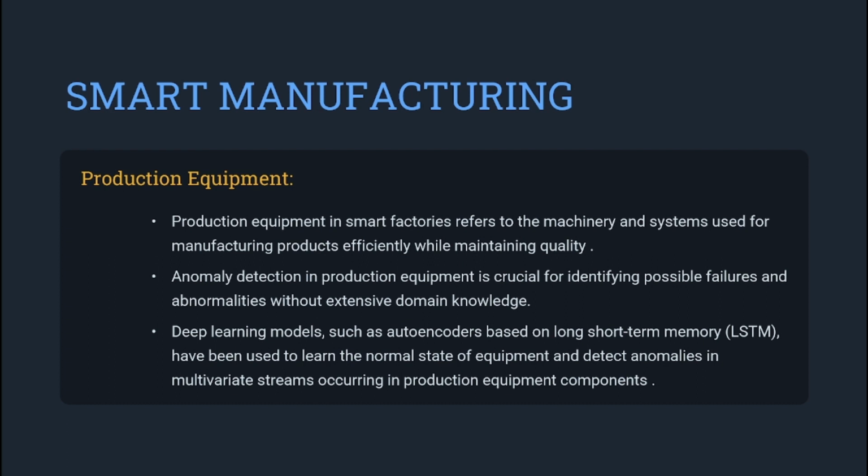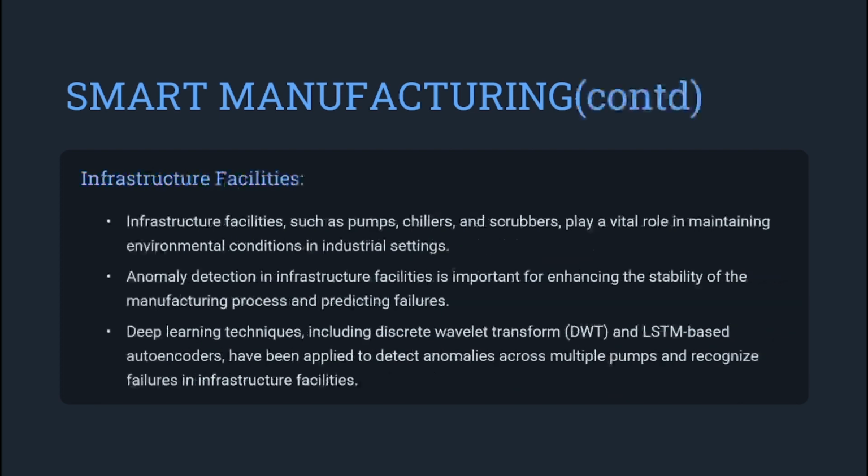In smart manufacturing, we can use anomaly detection in various domains, such as production equipment. Production equipment in a smart factory refers to the machinery and systems used for manufacturing products efficiently while maintaining quality. Anomaly detection in production equipment is crucial for identifying possible failures and abnormalities without extensive domain knowledge. Deep learning models such as autoencoders based on long short-term memory have been used to learn the normal state of equipment and detect anomalies in multivariate streams occurring in production equipment components.